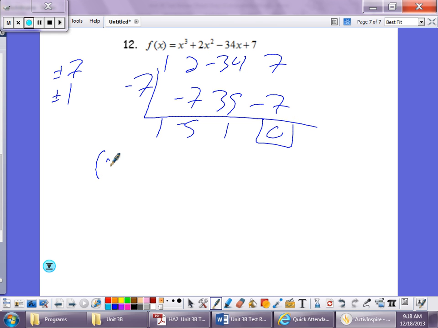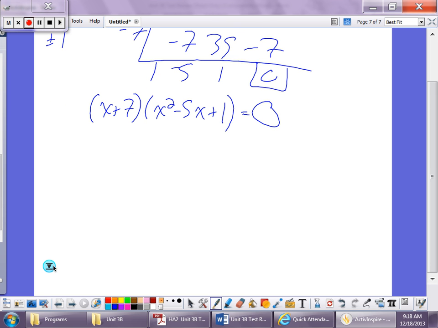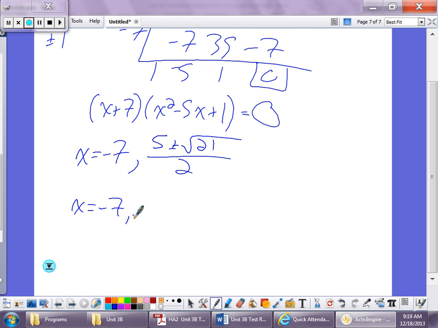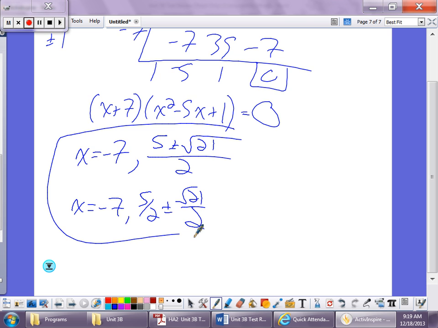So that tells me that negative 7 is one of my solutions. So I have x plus 7, and then x squared minus 5x plus 1 equals 0. And again here, this does not factor. So you have to do the quadratic formula. So we get x equals negative 7, and then negative b plus or minus the square root of b squared minus 4ac, which ends up being 21, all over 2. And again, you could write this as 5 halves plus or minus root 21 over 2. So either one of those would be correct.